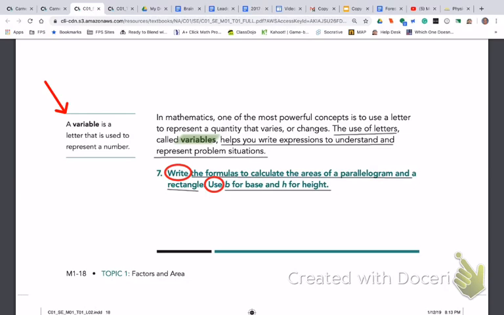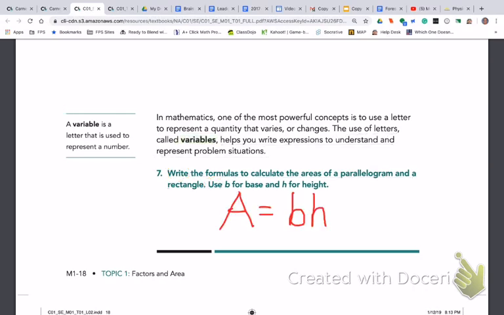In mathematics, one of the most powerful concepts is to use a letter to represent a quantity that varies or changes. The use of letters, called variables, helps you write expressions to understand and represent problem situations. Please answer number 7 with your group. For number 7, the formula to calculate the area of a parallelogram and a rectangle is A equals B times H.